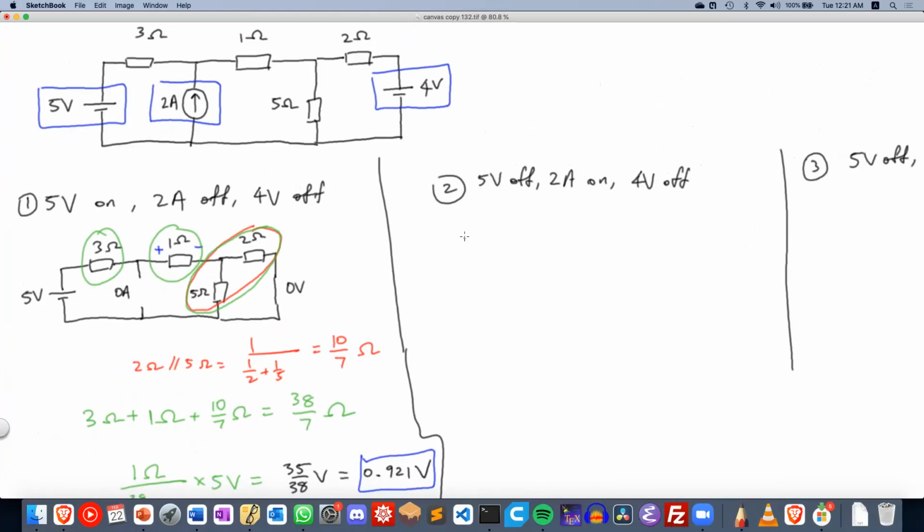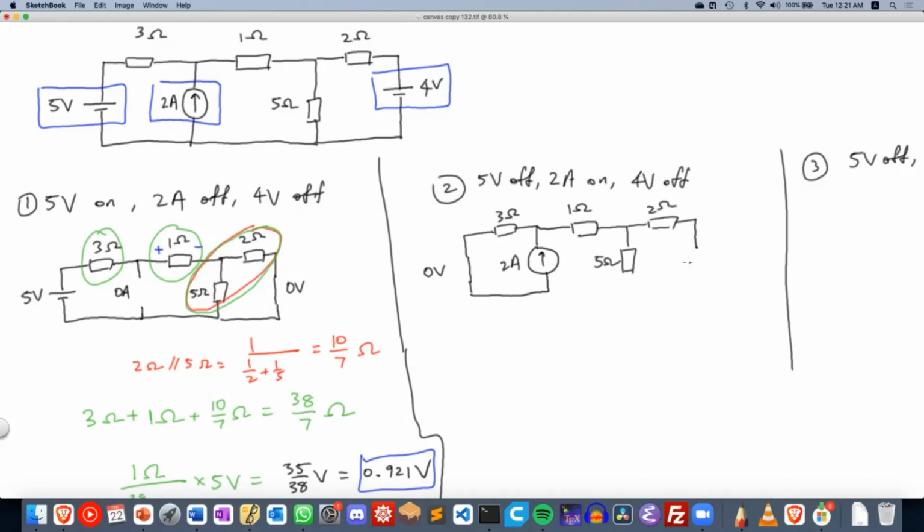We start off like this. We have a 3 ohm resistor, then the 2 ampere source pushing 2 ampere through that branch of the circuit. The 5 volts, since it's off, is 0 volts, so you join it with a short circuit. Then you have your 1 ohm, a 5 ohm, and a 2 ohm, and lastly the 4 volts is off, so we join it with a short circuit like this.